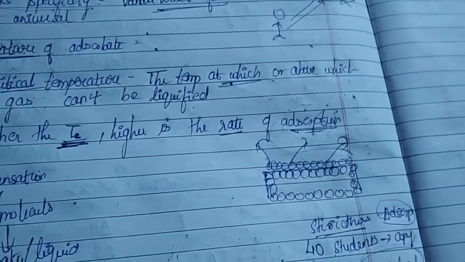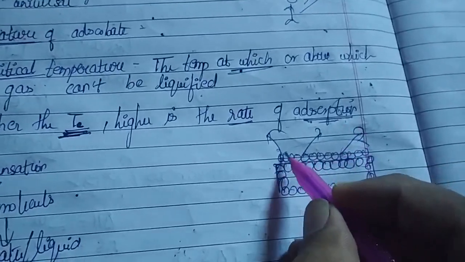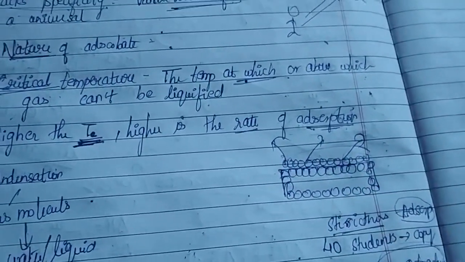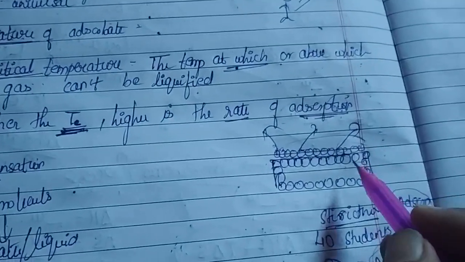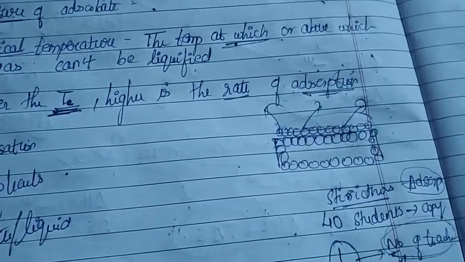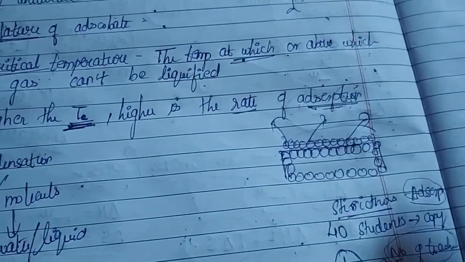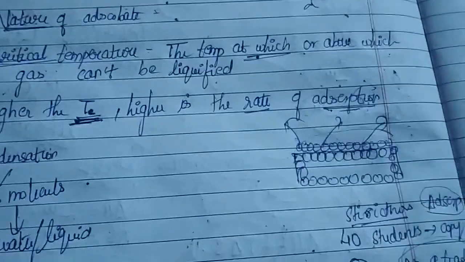But in the scientific way, you have to understand it like this. As the critical temperature increases, what happens? With the application of pressure, the gas can get liquefied easily. That means molecules can come together easily. We know that when the adsorption process takes place, the randomness is decreasing. That is only possible if the gas molecules have a higher critical temperature.